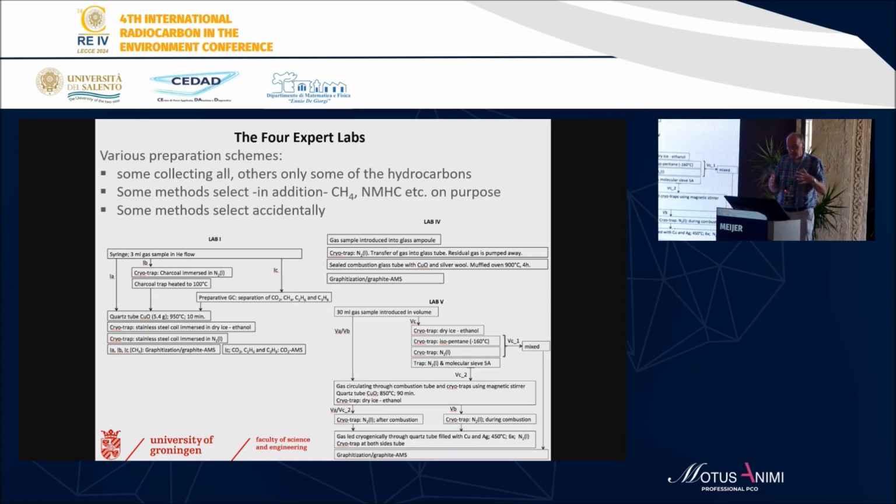Here are 3 of the labs with the schemes that, of course, they provided for this ring test, where you can see you can do all kind of tricks with cryo traps, with zeolites, you name it, and you can do different things to select only the methane, the pure gas, or the higher alkanes, or combinations of the like. And some are really accidentally not taking everything into account, and other ones are doing that on purpose.